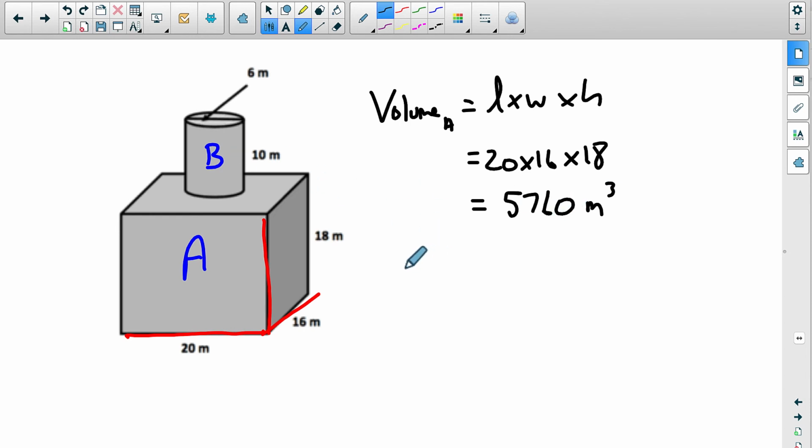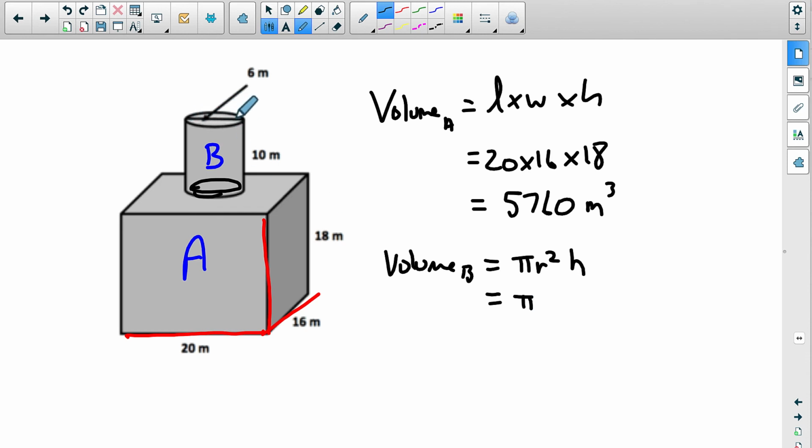Okay, now for B. I mean, it's not really that much more difficult. It's just that the formula for the volume of a cylinder is a little more difficult. Remember what it is? Get the area of the base. Well, the base of a cylinder is a circle, and that's pi r squared. And then multiply it by the height. So you get pi r squared h. So I'll keep the pi for now.